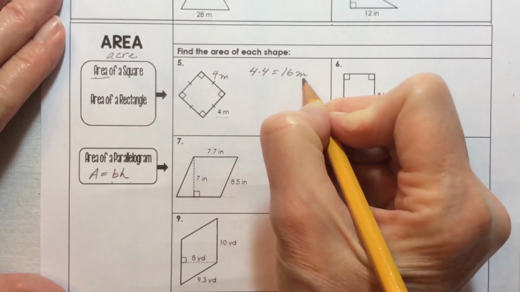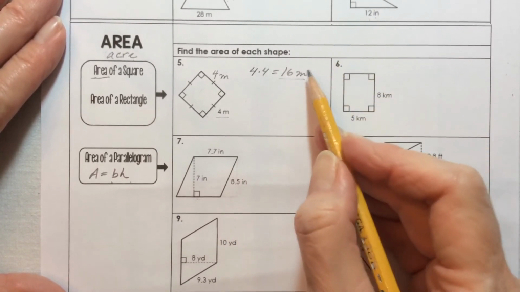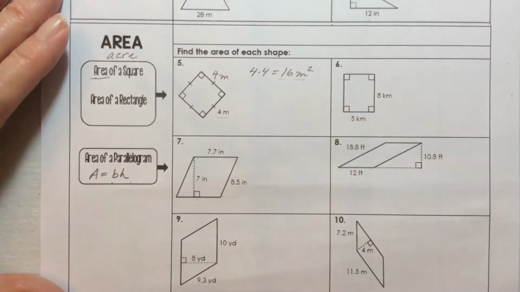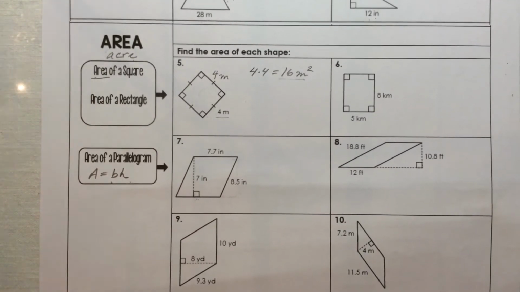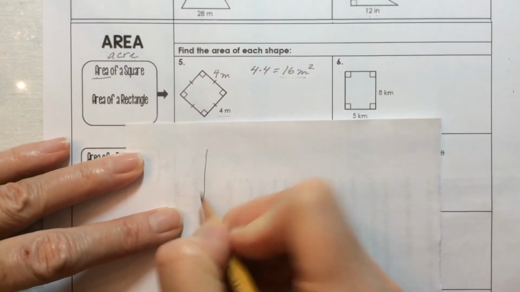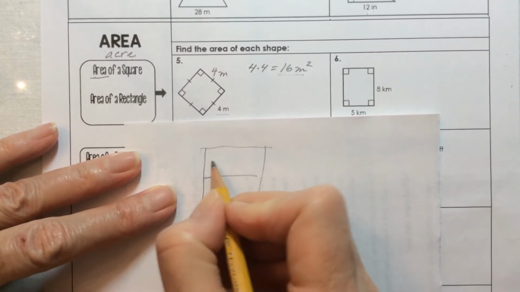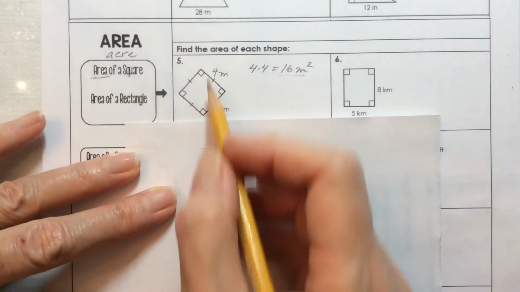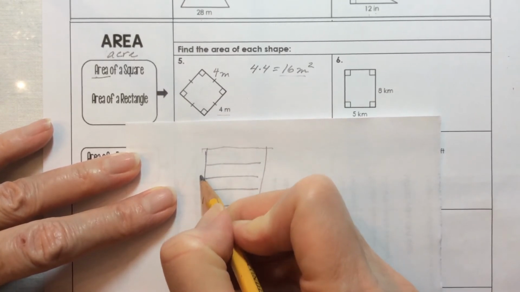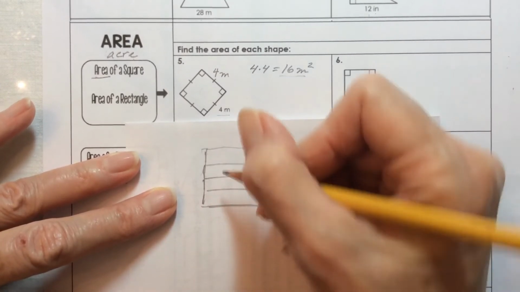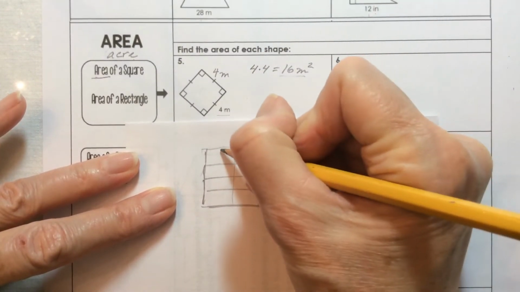Now, when we get the area of the square, it's not meters, it's meters squared. Because when we look at the inside area, what we're actually doing is breaking it up. So let's say this side has 4, so we know the length here is 4. And we know the length on the other side is also 4.